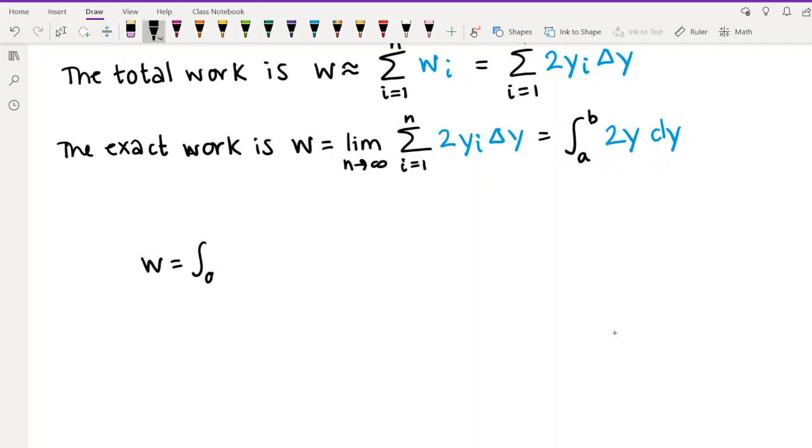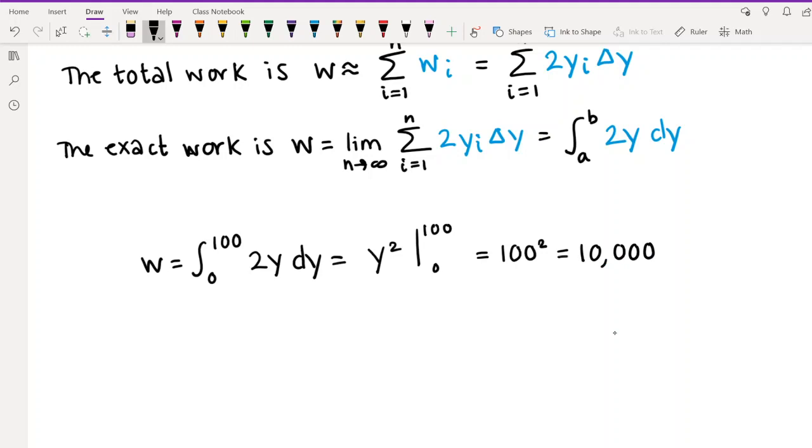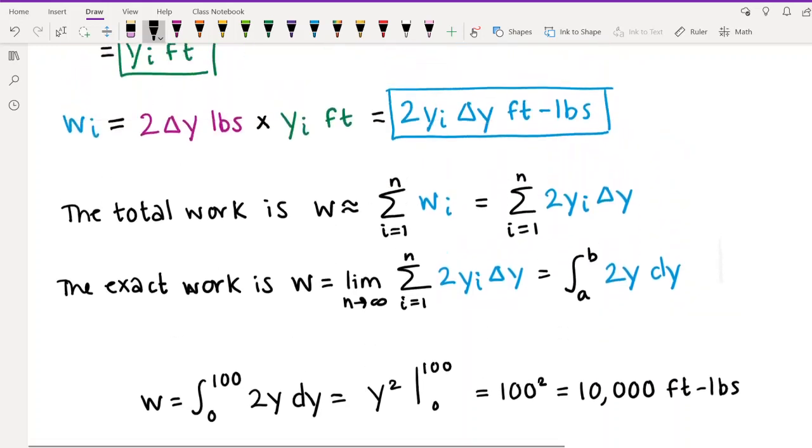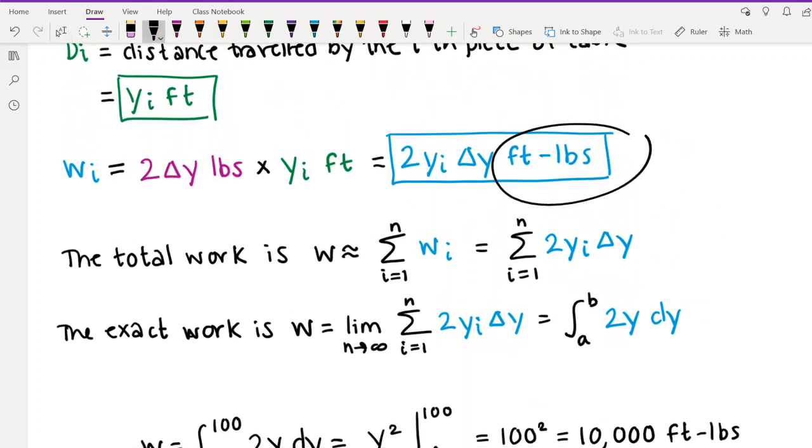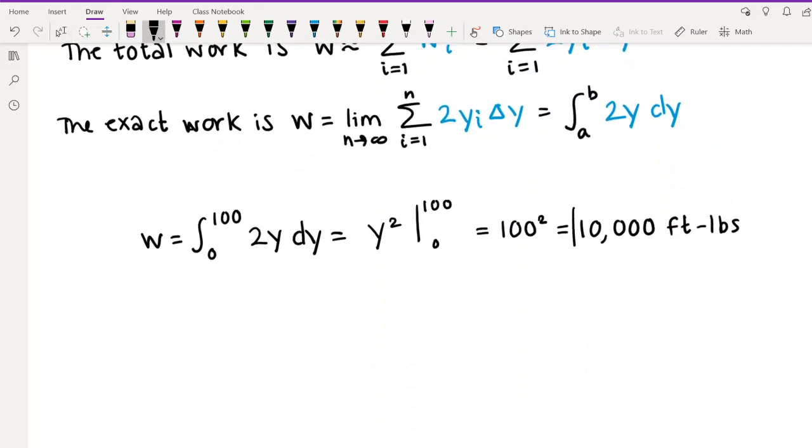And so our integral is going to equal the integral from 0 to 100, we just figured out what a and b are, of 2y dy. And if we do this out, the antiderivative is y squared, evaluated at 100 and at 0. And so that is 100 squared, which is 10,000. And what are our units? Well, for the individual portions up here we had foot-pounds, and so that is the same units overall. So that's our answer.